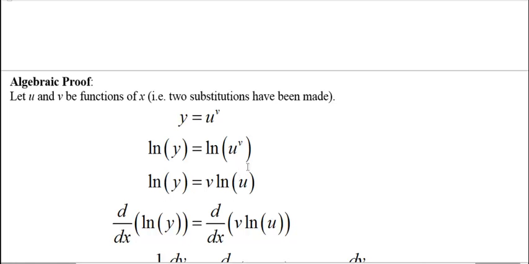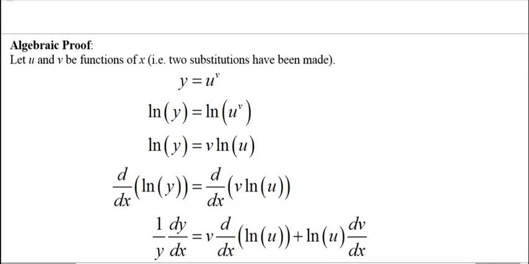Alright, so it looks like we've made things a lot worse, but in fact we have been able to get the power down, which is going to be an important step for us. Then we want to take the derivative of both sides. If these two things are equal, then their derivatives are equal. So we take the derivative.